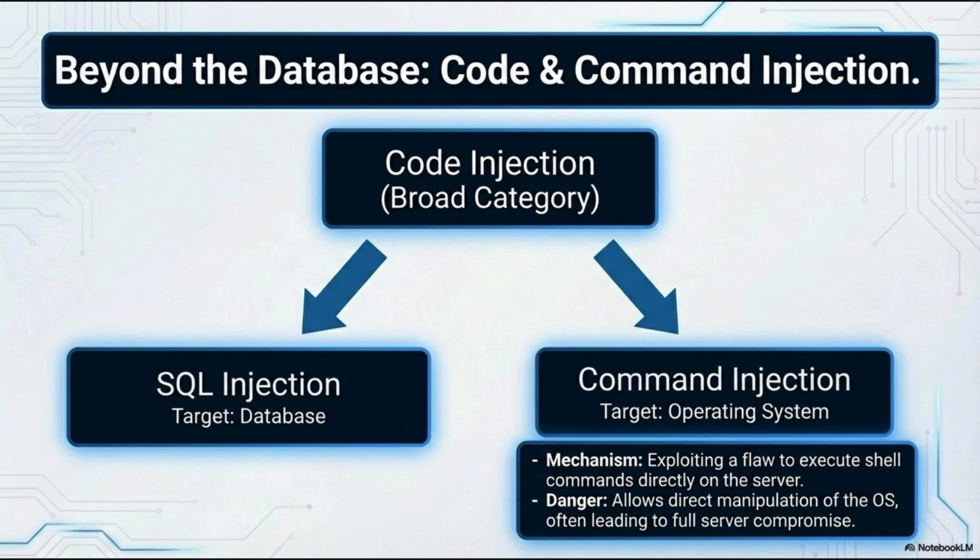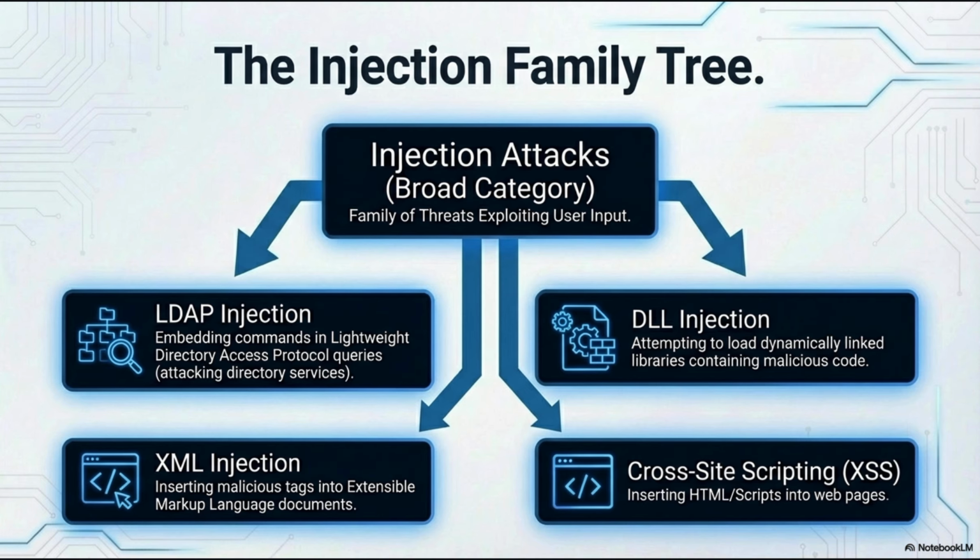Now, beyond the database, we have code and command injection. Code injection is a broad category that includes SQL injection, which we just went over, and command injection, which is targeting an operating system. This is a mechanism to exploit a flaw and execute shell commands directly on the server. The danger of this is that it allows direct manipulation of the OS, often leading to full server compromise.